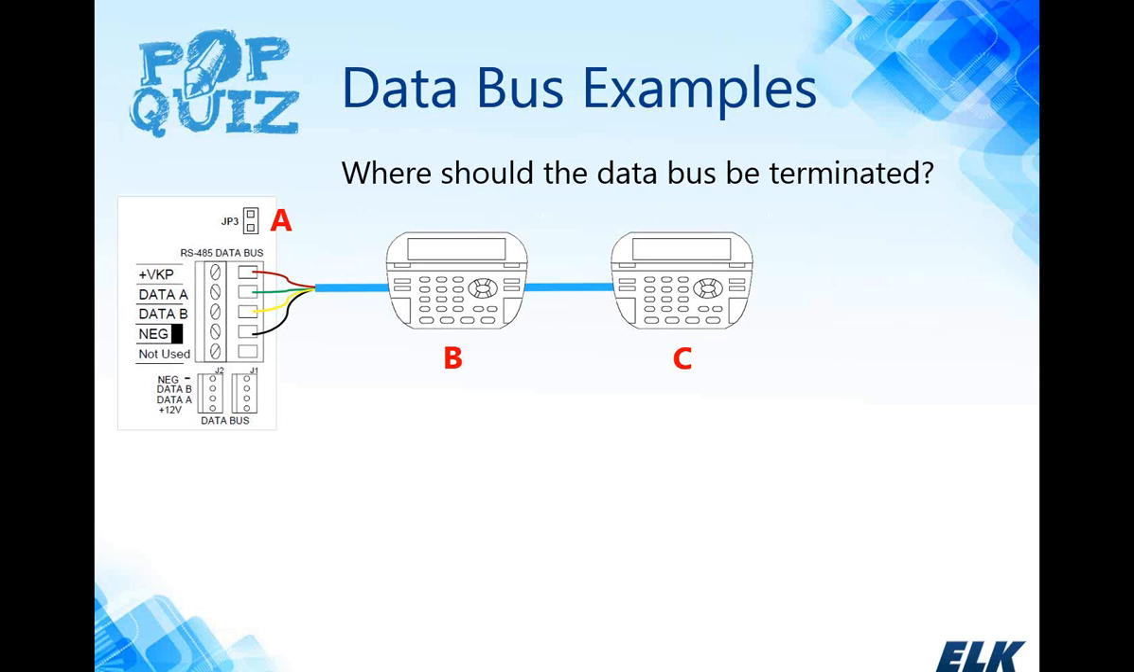All right, and if you answered A and C, you're correct. That's because we have a single run, daisy chaining 2 devices together, and in this case, the JP3 jumper on the main control would accept the terminating jumper, and the last device in the loop would have a terminating jumper.